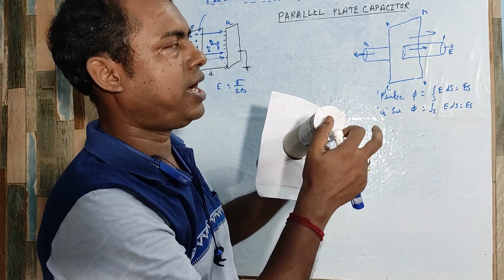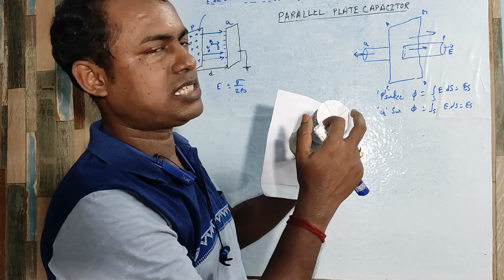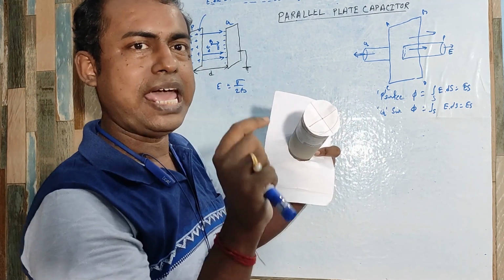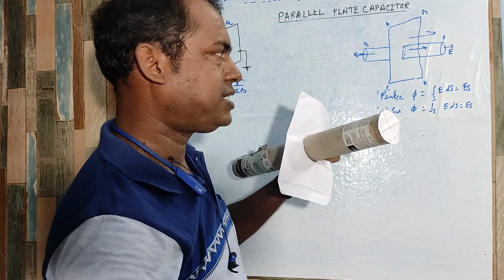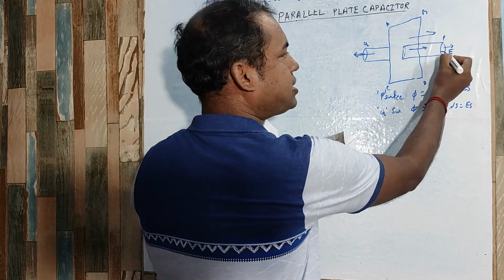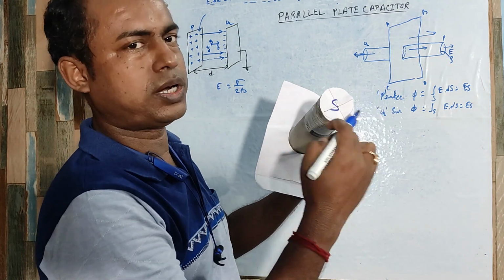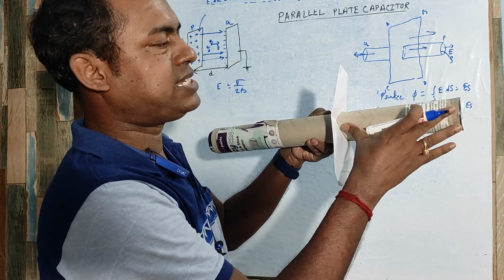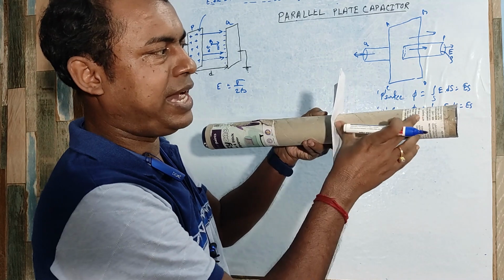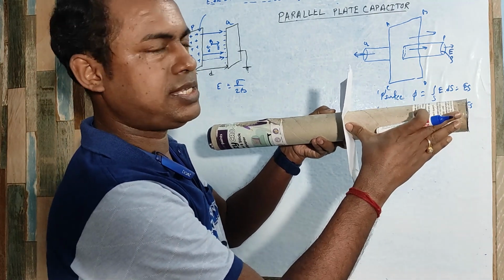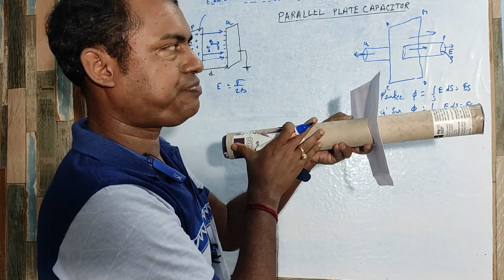So what is the area? In this case, the total area is considered S. So S is the total area. The distance between the parallel plate and the other end is R, and this one is also R.